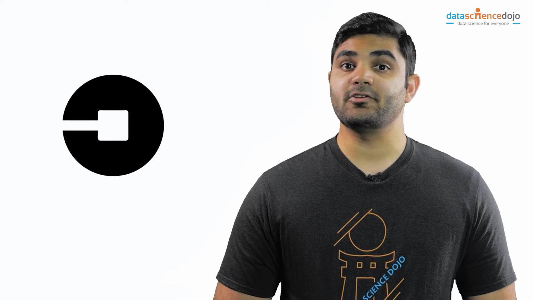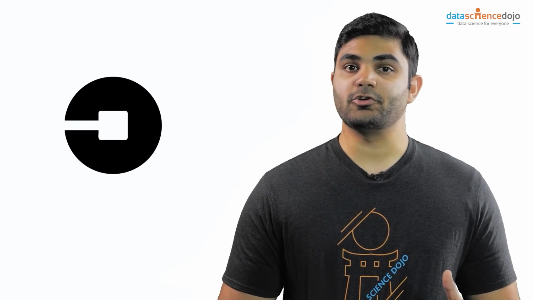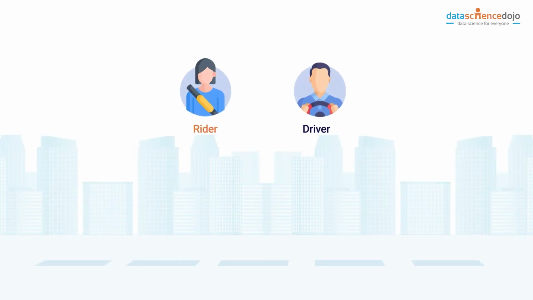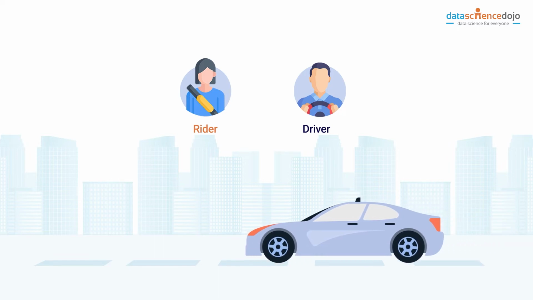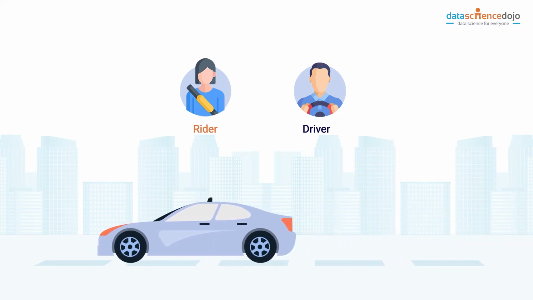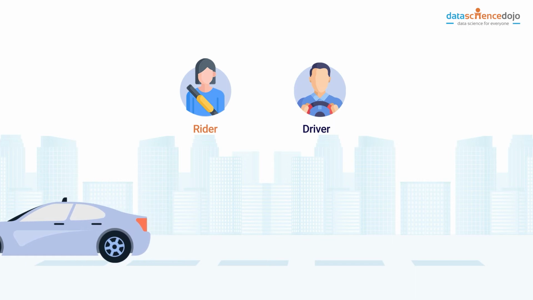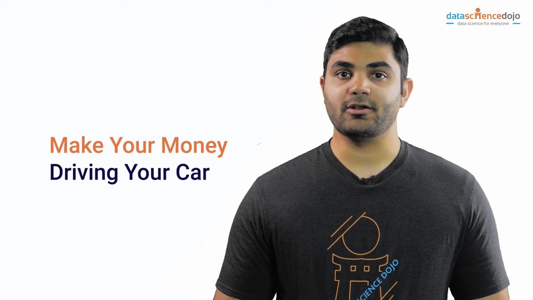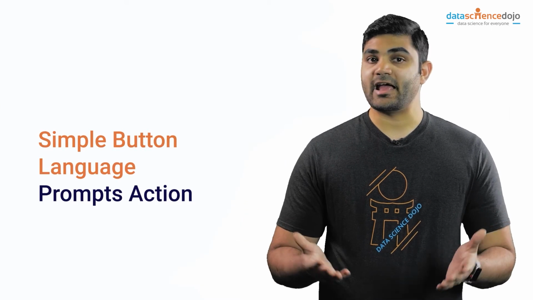And Uber is another great example. Uber looks for two distinct types of users to sign up. One is the driver and the other is the rider. So both personas are usually shown together in advertisements displaying the rider and driver having a great time in locations around the world. So the driver call to action button is pretty straightforward, which is why it works like magic. So it goes like, make your money driving your car. So the language on the button is plain and simple, which prompts action.